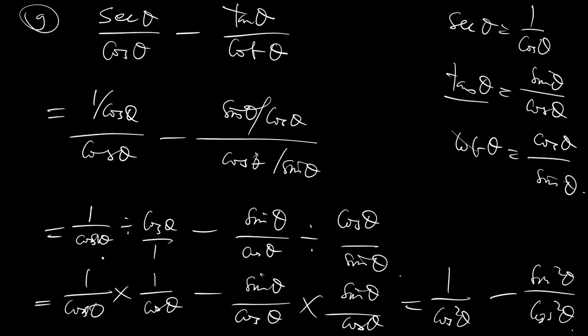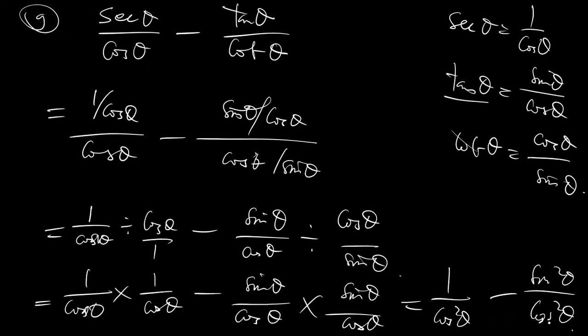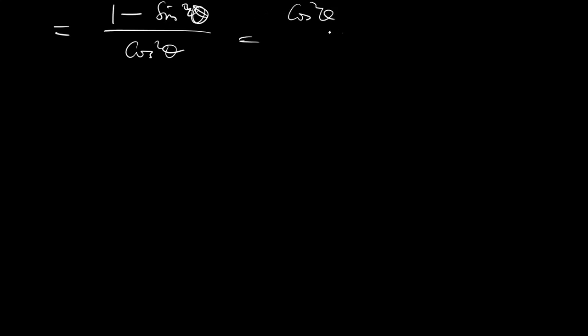So now, if you check, the denominators are the same, so you subtract the numerators, so you have 1 minus sine square theta divided by cos square theta. Now we have proved so many times that cos square theta is equal to 1 minus sine square theta, so we just have to replace it here with cos square theta all over cos square theta. So this will cancel, you have 1. So this is the final answer.